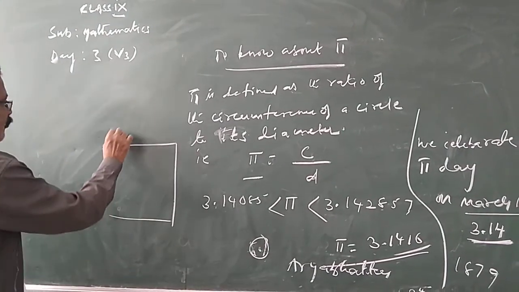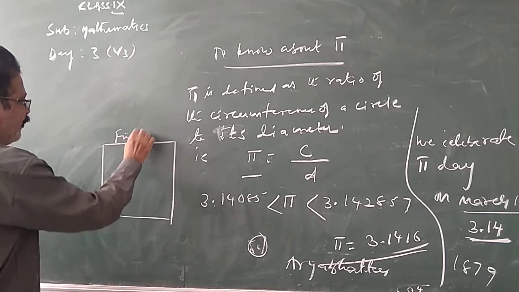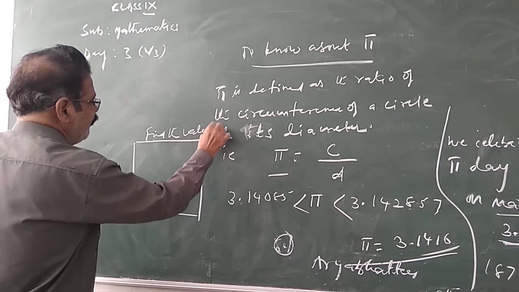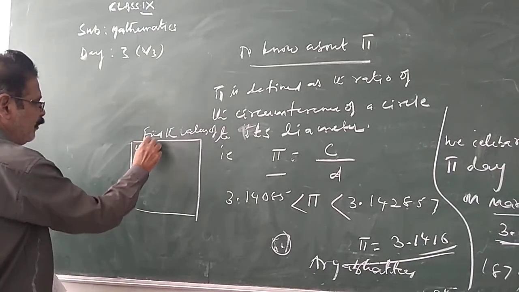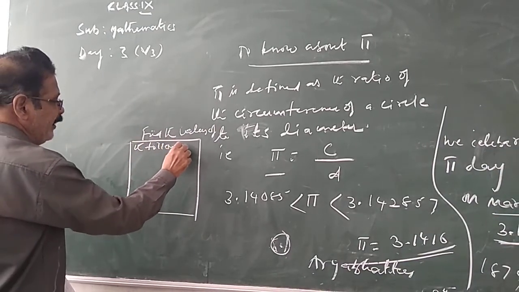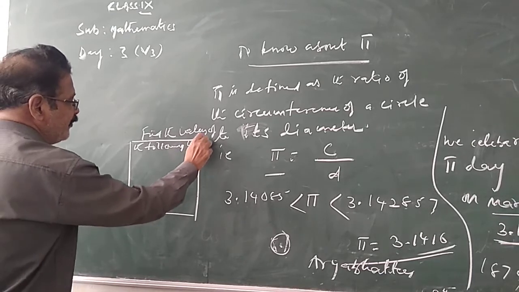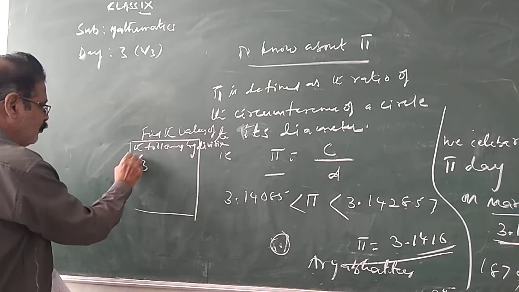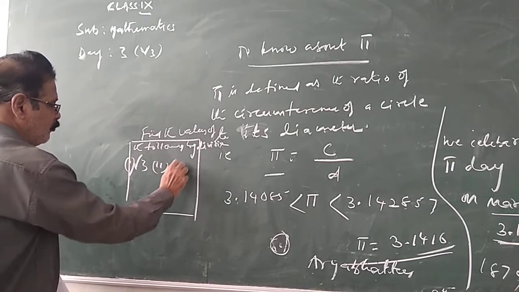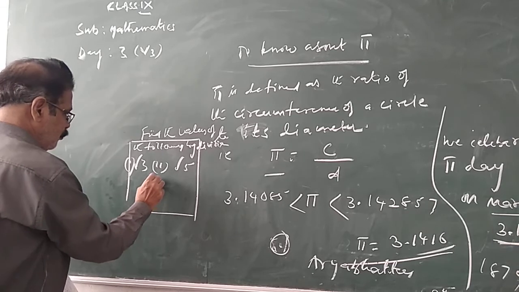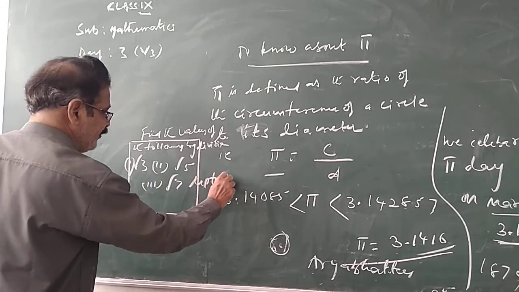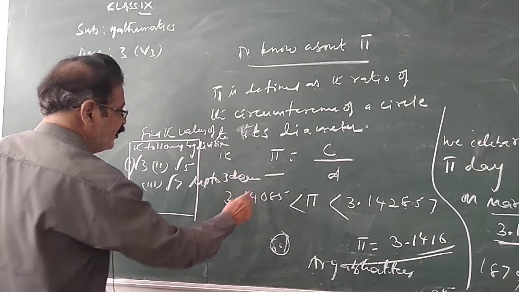Find the values of the following by the division method, the square root method. That is, find root 3, root 5, root 7 up to 3 decimals. Up to 3 decimals means 3 to the 6.